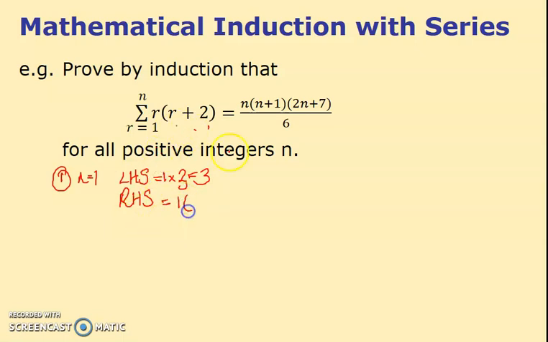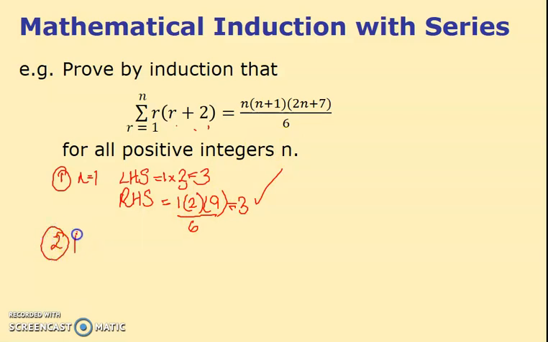And that's 1 times 1 plus 1 is 2, times 2 plus 7 is 9, divided by 6, and that's 18 divided by 6, which is 3. So yeah, it worked again. Well, I'm not surprised, we expected it to.